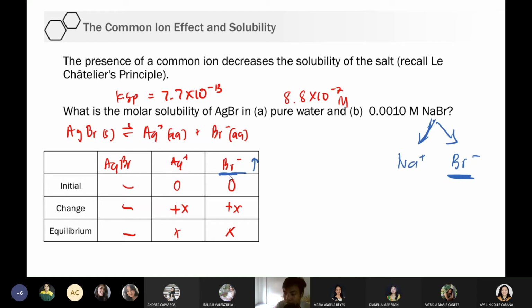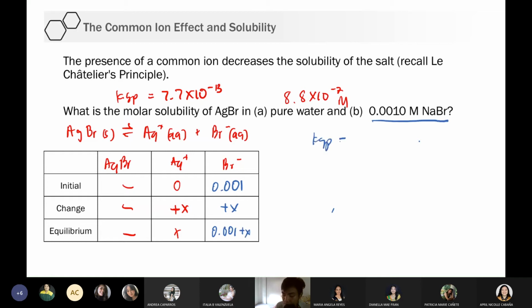So, yan. So, let's show it mathematically para makita natin kung totoo ba yung concept. Okay. So, apply natin yung dito. So, babaguhin natin to. So, may dinagdag tayo sa ating initial amount. Now, we have 0.001 molar Br minus from NaBr. Okay? So, this will still be plus X kasi sa product to, may 0 sa product. So, positive talaga doon. And the equilibrium amount of Br is 0.001 plus X.